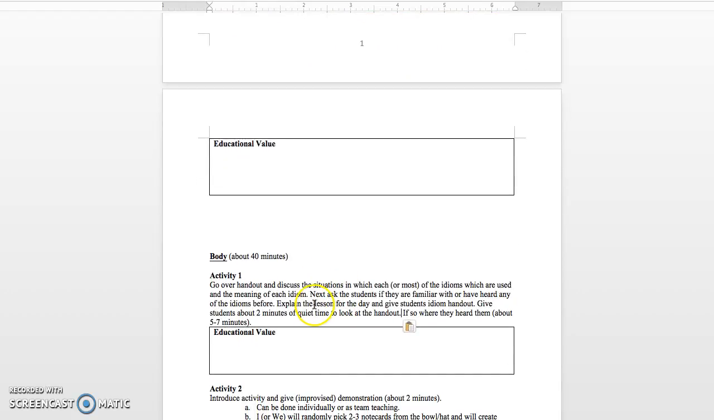And then the part that was the second part, it's not very communicative because the students are merely just looking at a handout.